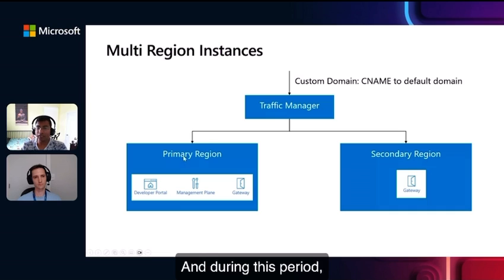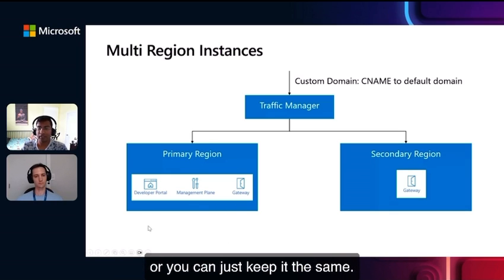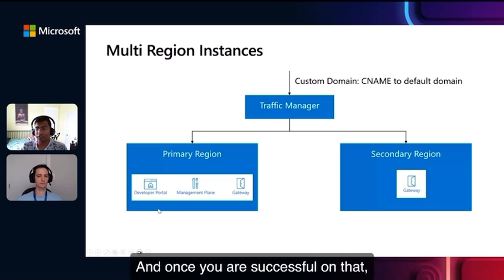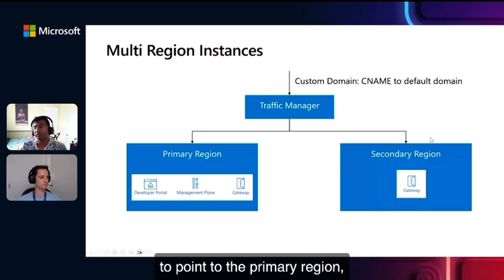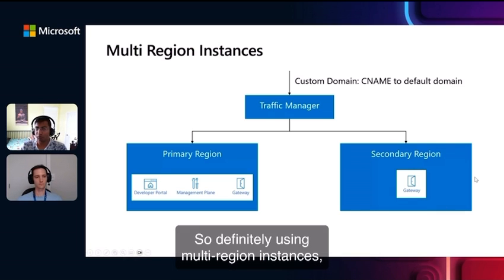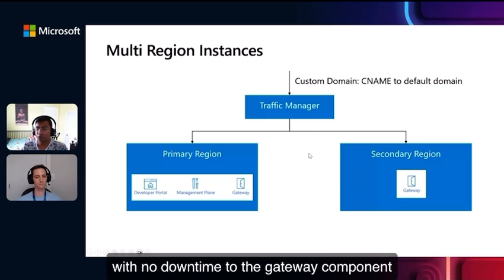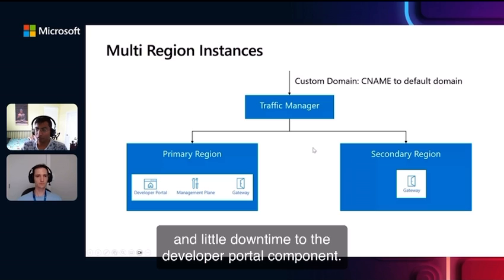And during this period, you attempt the migration, you can move back to the original subnet, or you can just keep it the same. And once you are successful on that, update your custom domain again to point to the primary region, thereby disabling the secondary region and running the migration on it. So definitely using multi-region instances, you'll be able to achieve a much better migration experience with no downtime to the gateway component and little downtime to the developer portal components.